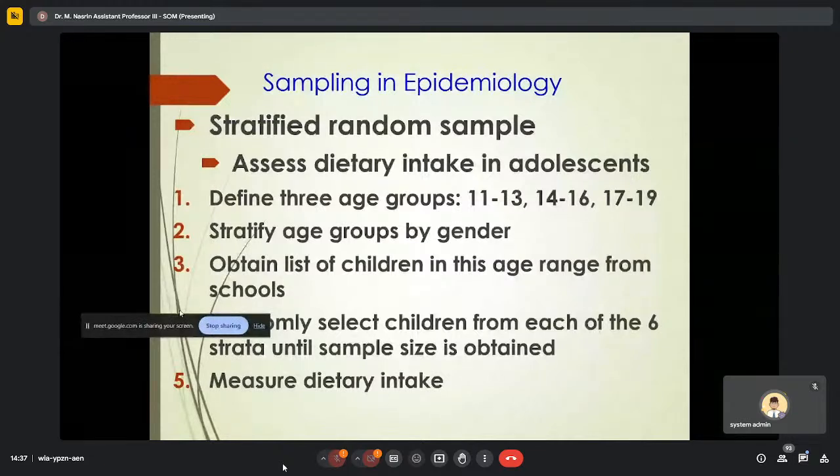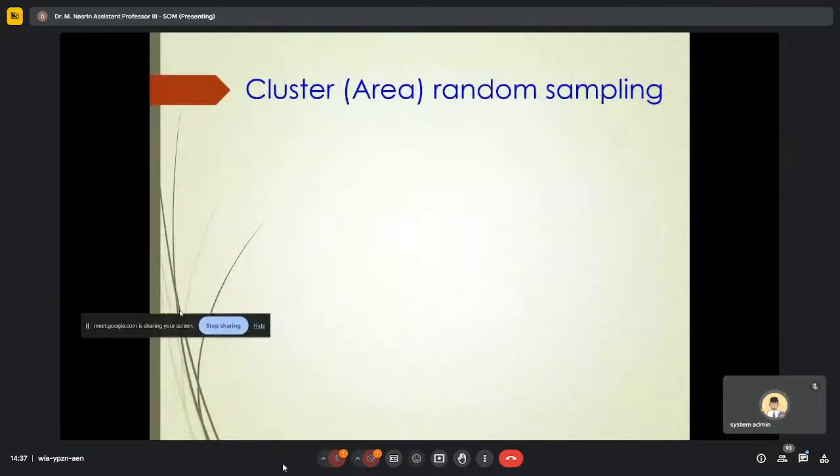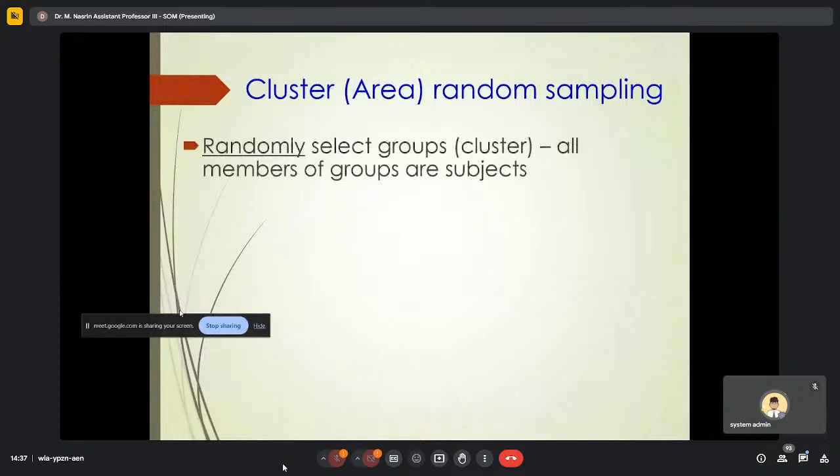Then I will measure their dietary intake if my topic is related to dietary intake of the adolescent students. Now, the fourth sampling technique will be the cluster or area sampling technique. So, how is it done?